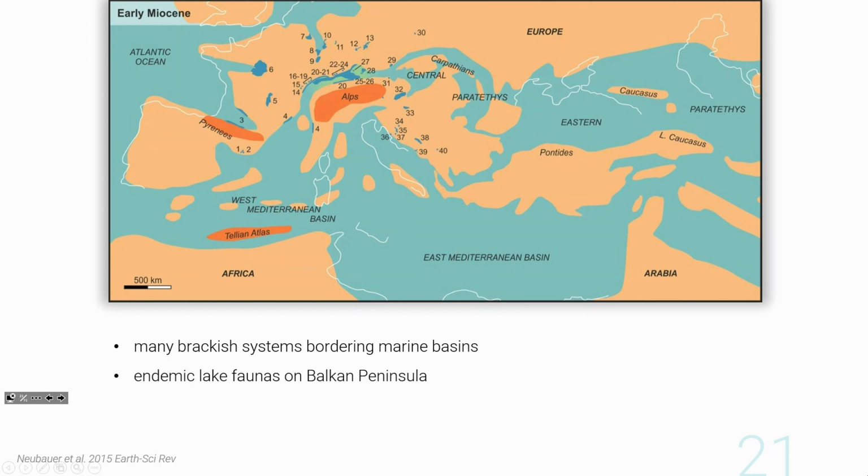On the Balkan Peninsula, we have lake faunas evolving, the end of the early Miocene, and we have still a rather low degree of provincialism, but still here a very clear cut in the type of faunas. Especially this one kind of is very important for later.